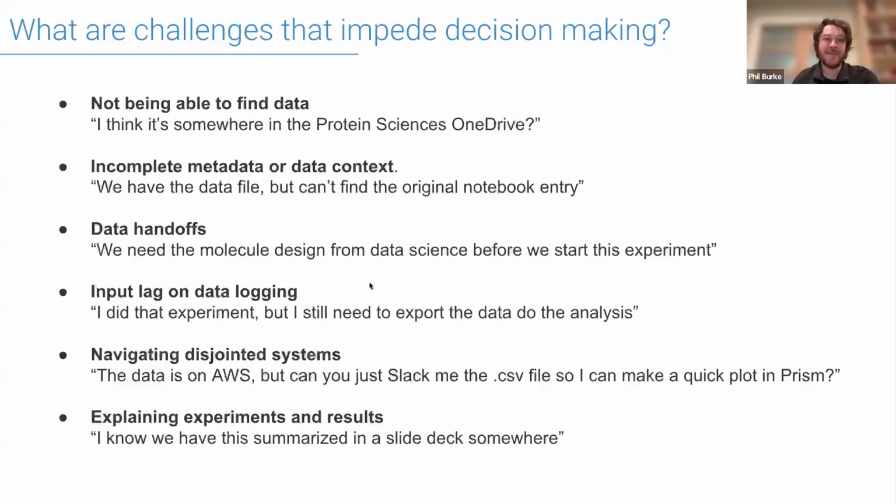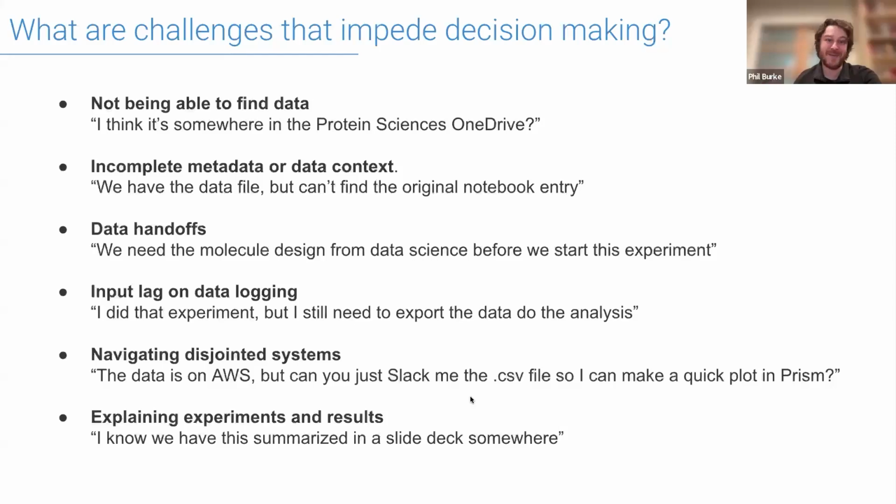And then that also ties in with another typical issue of just navigating many disjointed systems. So, working across many different types of software to try to keep things organized. It can get a little bit out of hand. And finally, the most important part is that we as scientists probably spend quite a bit of our time carefully explaining our experiments and results to others.